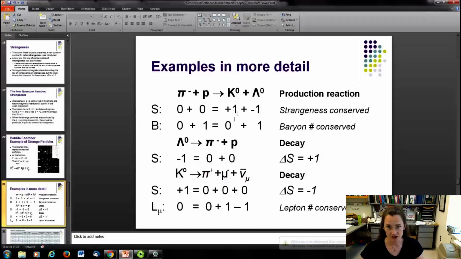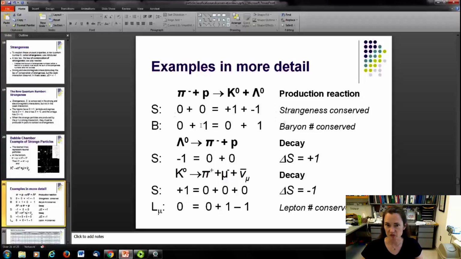The kaon here has a strangeness of +1, and the lambda particle has a strangeness of -1. So this is what I mean when I say they have to be produced in pairs. You have one with a strangeness number +1, one with a strangeness number -1, giving you a total strangeness number of 0. So strangeness for that reaction is actually conserved. That makes it an interaction via the strong force because remember the strong force has to obey strangeness conservation.